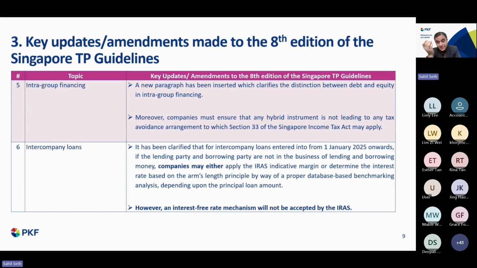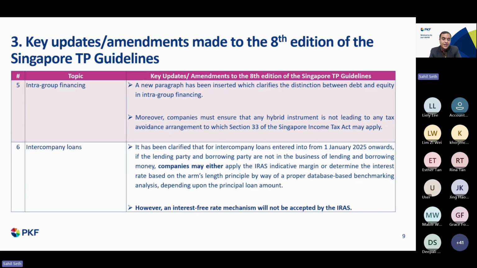Now, what they have further clarified is that from 1st of January 2025 onwards, if both the lending and the borrowing party are not in the business of borrowing or lending, or are not into banking or any financial services, they can simply apply the IRAS indicative margin or determine the interest rate depending upon the principal loan amount by way of a proper database-based benchmarking analysis. But they also need to very clearly mention in the transfer pricing documentation what the methodology and the approach is which they have taken for determining the intercompany interest rate.